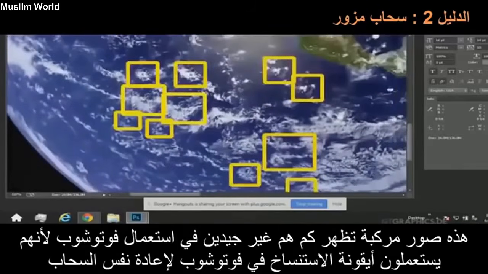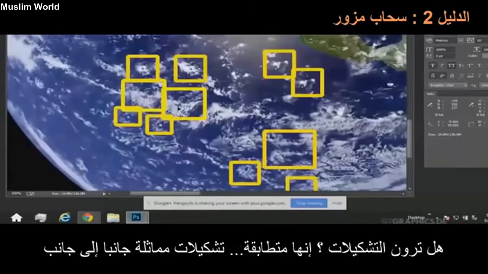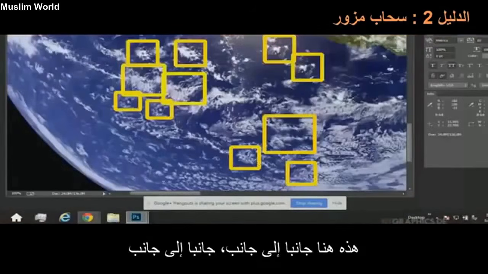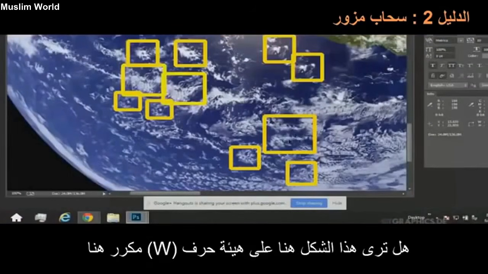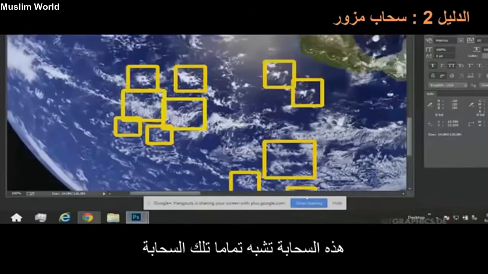These are all composite images where they are really not very good at Photoshop because they're using the Photoshop clone tool to replicate clouds. This cloud is a copy of this cloud. See the formations? They're identical formations, side by side. Wow. Right? These right here, side by side, side by side. See this kind of W-looking shape right here, replicated right here. This cloud is exactly the same as that cloud.